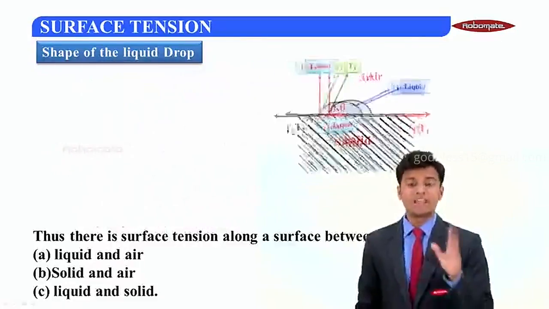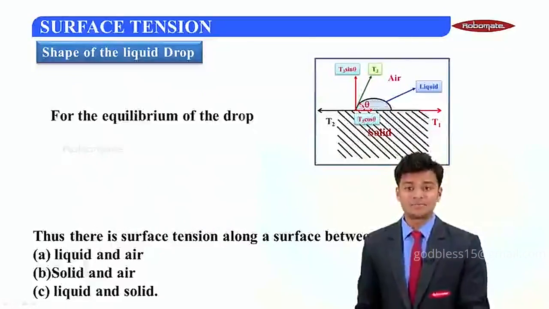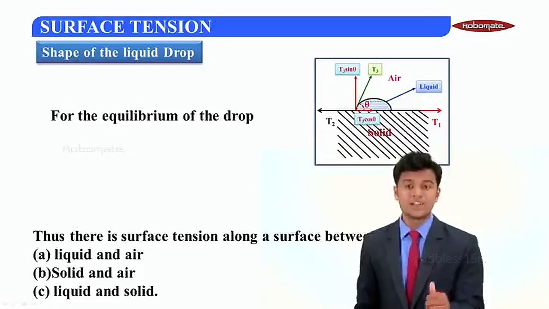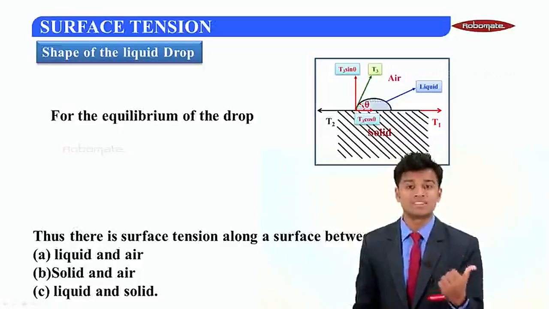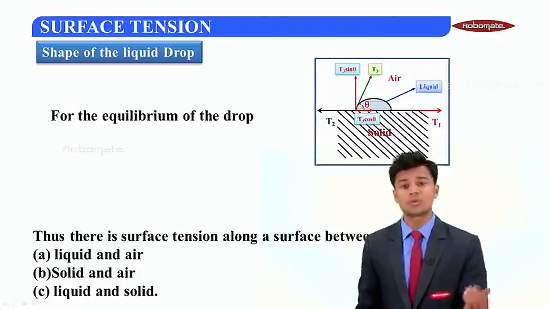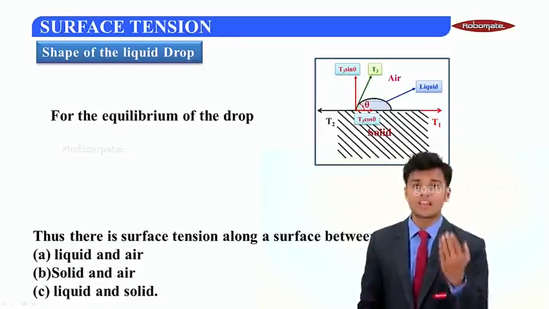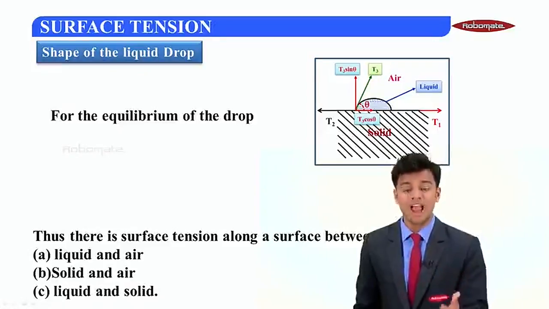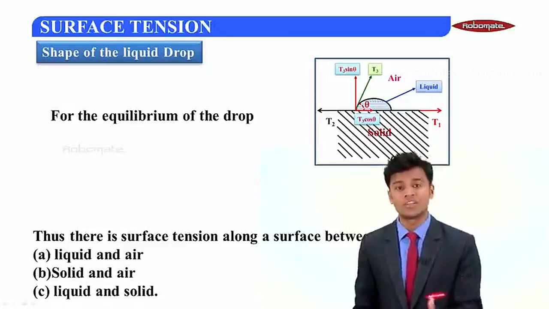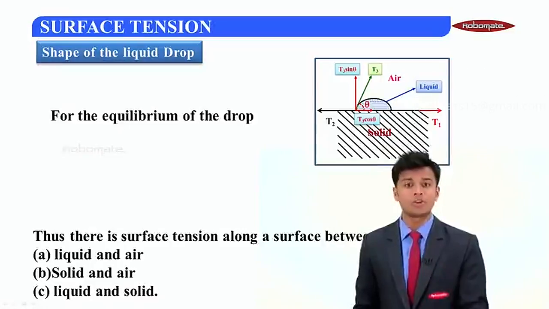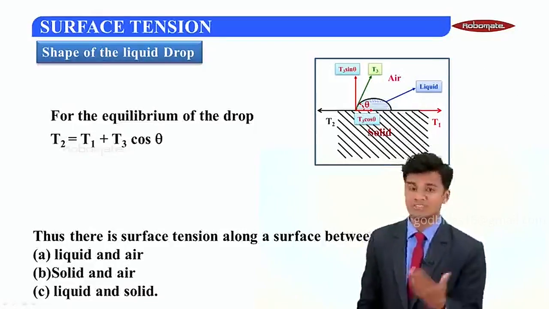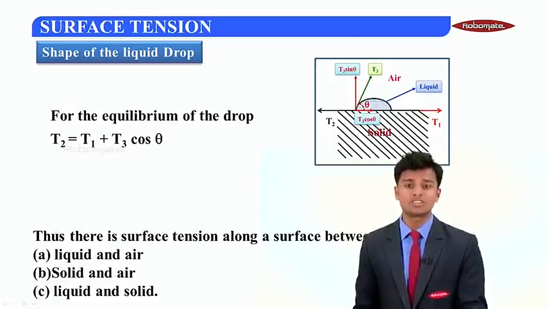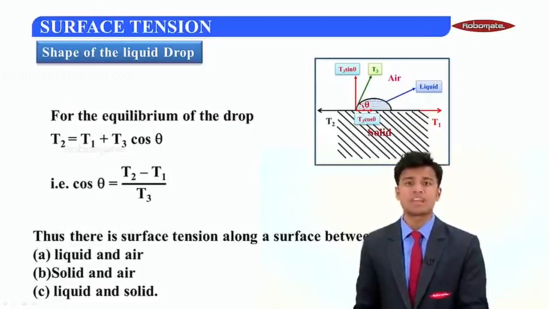Now class, if I keep the diagram with me as it is, I can see that for the equilibrium of the drop, all the forces which are towards the right hand side should be equal to all the forces which are towards the left hand side. If you look at the diagram carefully, the forces on the right hand side are T3 cos theta and T1, and the force on the left hand side is T2. So for the equilibrium of the drop, I have to satisfy this condition, that is T2 is equal to T1 plus T3 cos theta. From this equation, I can say that cos theta is equal to (T2 minus T1) upon T3.